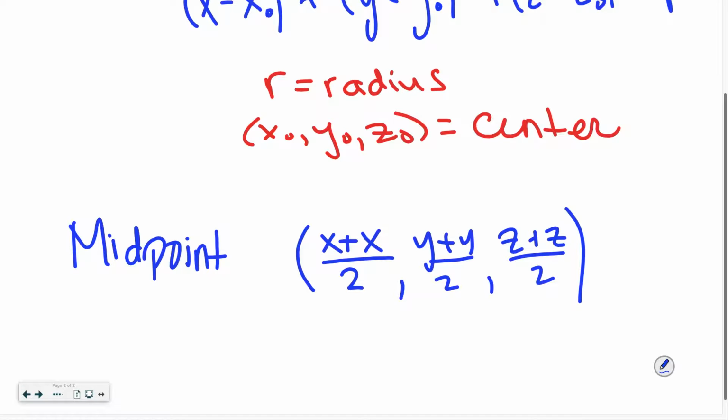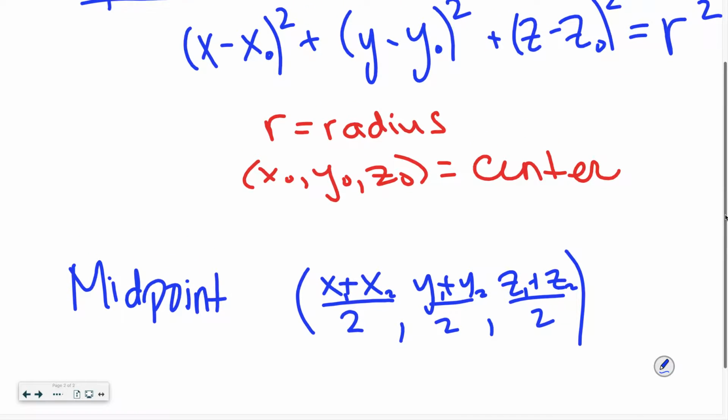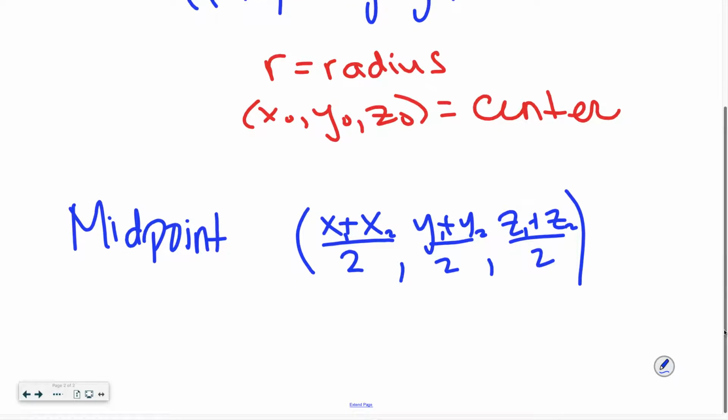No, you're not okay? So what does the little zero do? It just means initial. I'm just trying to differentiate between the x, y, and z that stay as x, y, and z, and then the x naught, y naught, z naught, those would actually be a number. If we want to find the midpoint, same like we would in 2 dimensions, average the x's, average the y's, but now average the z's.